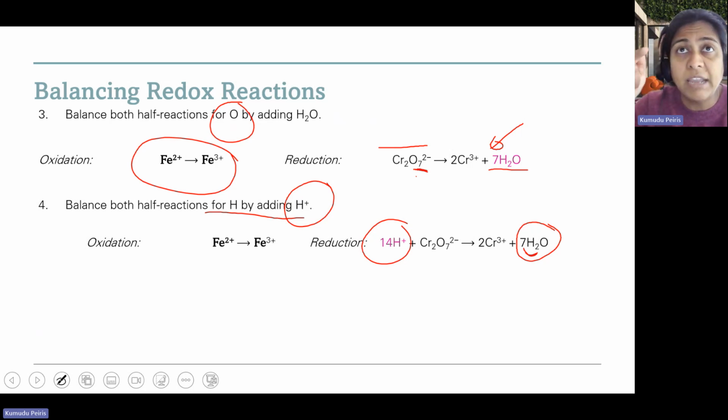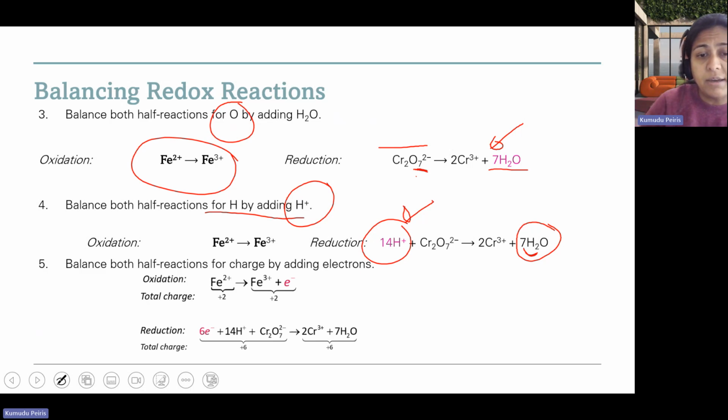Therefore, those hydrogens should be balanced by adding 14 H+ to the reactant side of that half reaction. Right. Now we have both half reactions balanced by their atoms, and they were balanced by their hydrogens and oxygens.